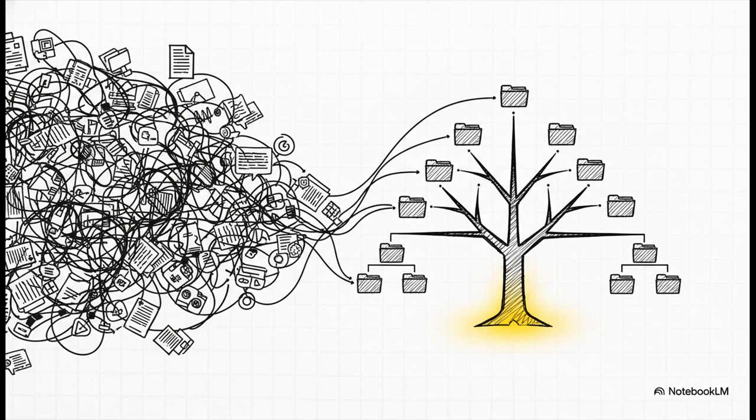And the answer is the tree. Nope, not the kind you find outside, but a powerful data structure that brings a ton of order to the chaos of digital information. It's really the unsung hero working behind the scenes.